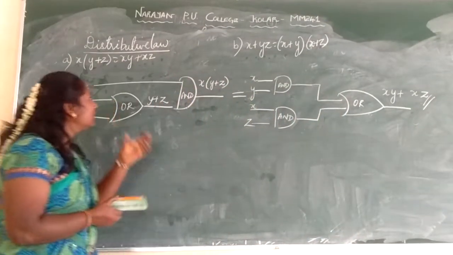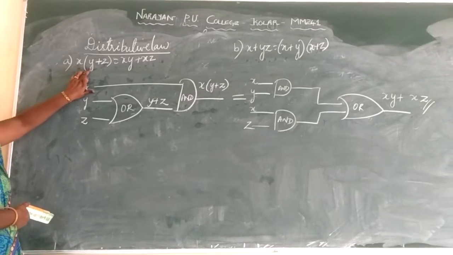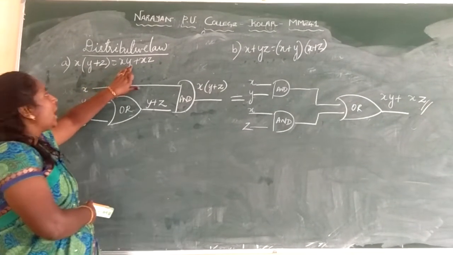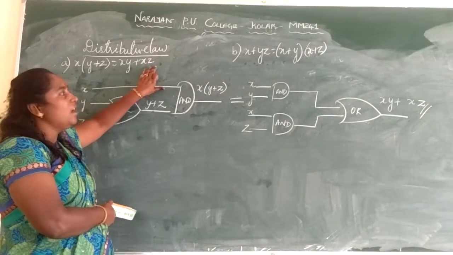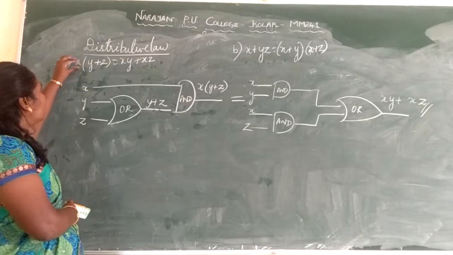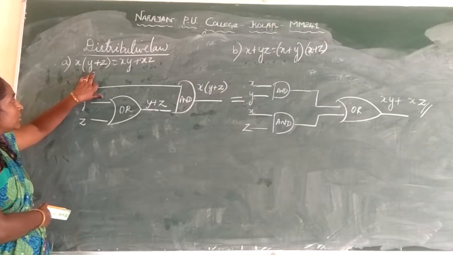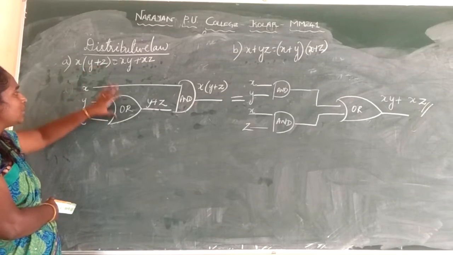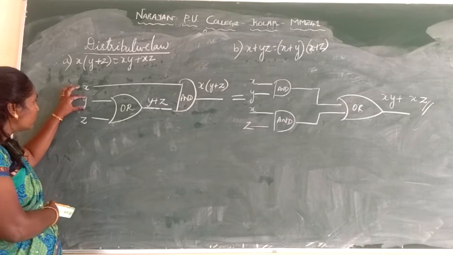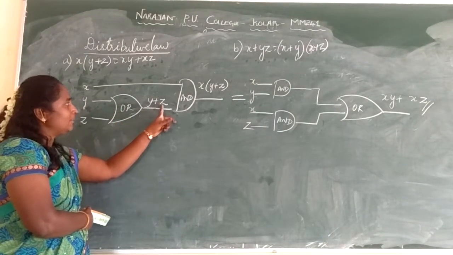Once again I am explaining here. See, the first rule used here is x into (y plus z), and that should be equal to xy plus xz. The logic circuit for this particular rule: you are going to consider three inputs x, y, z. In this rule, the expression y plus z is implemented as an OR gate. We are ORing y and z, so I used an OR gate. The result is y plus z.